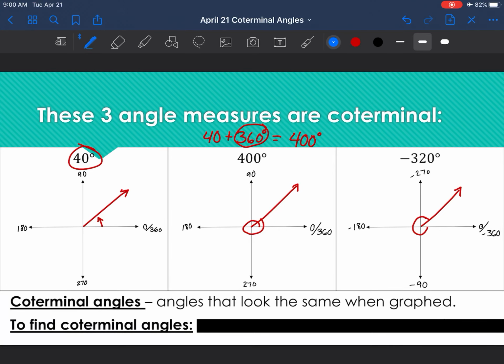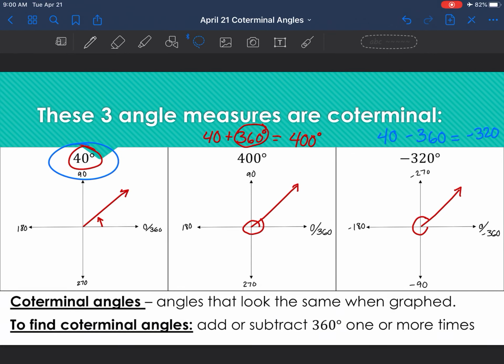You can do the same thing to get a negative degree. I started with the 40, and then I subtracted 360 instead of adding, and then I got negative 320. So by adding and subtracting 360, so by basically adding or subtracting a full rotation, I end up back in the same place. So that's how you find coterminal angles. You add or subtract 360 degrees one or more times. And make sure you pay attention to the one or more times, because sometimes you'll just add or subtract once, but other times you have to do it more times.